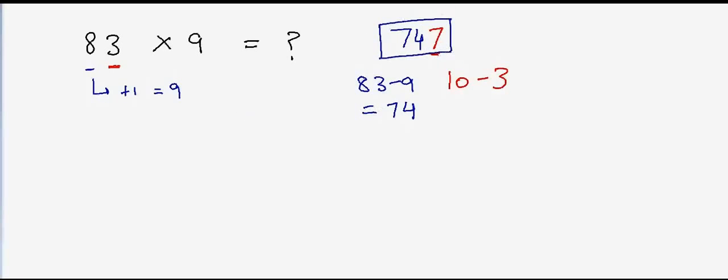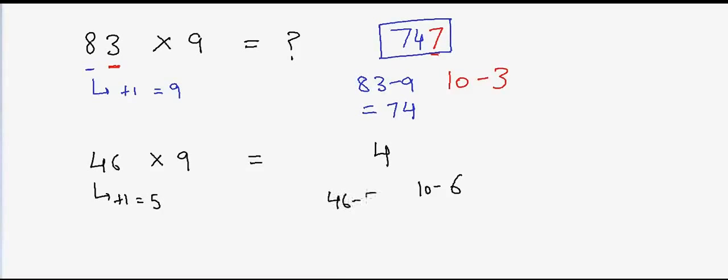Let me try it again. So if I have 46 and I want to multiply this by 9, in that case, 10 minus 6 will be equal to 4, and then 4 plus 1 is equal to 5. So 46 minus 5 is 41. So the answer is 414.